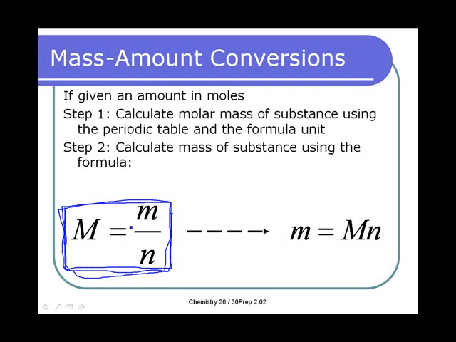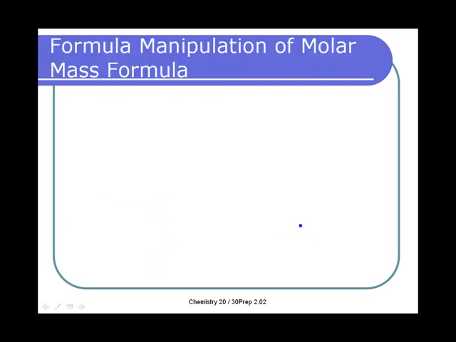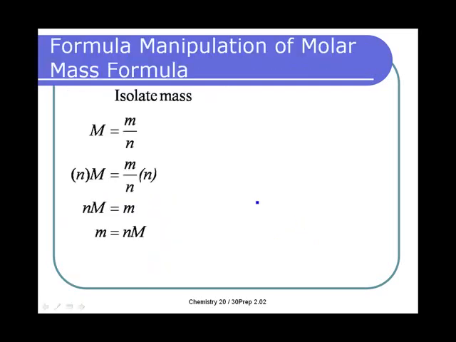So molar mass is equal to grams per mole. It's equal to mass over moles. And then to manipulate it, you just multiply both sides by the number of moles. For both formula manipulations, here's just a quick review. When you want to isolate mass, I find the easiest way to do it is multiply both sides by the N, by the number of moles.